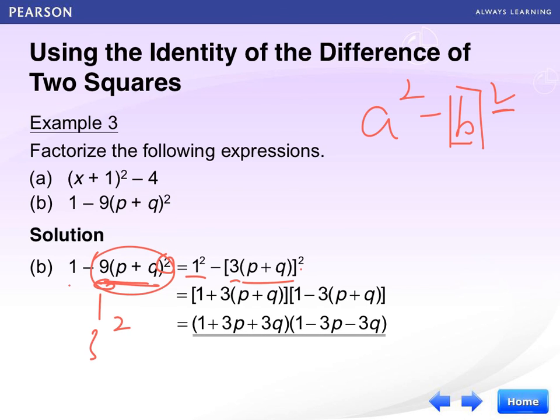As a result, you can use 1 and 3 times p plus q, use these two to form the two factors, okay? And finally, after breaking the bracket, it becomes 1 plus 3p plus 3q times 1 minus 3p minus 3q. The same, okay? Because you are subtracting the whole p plus q, so in this minus factor, don't forget to subtract the whole factor. So don't miss the bracket. So you need to have minus 3p minus 3q.